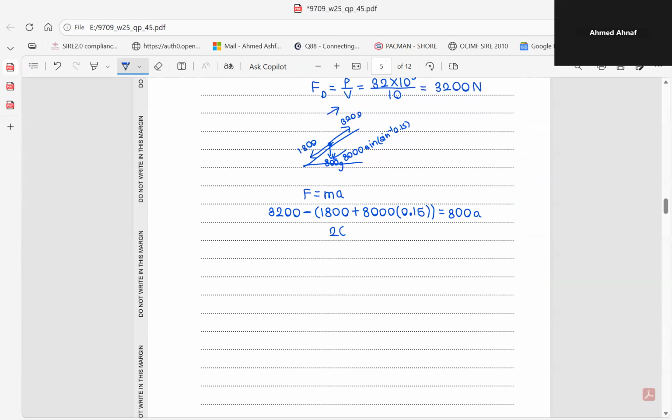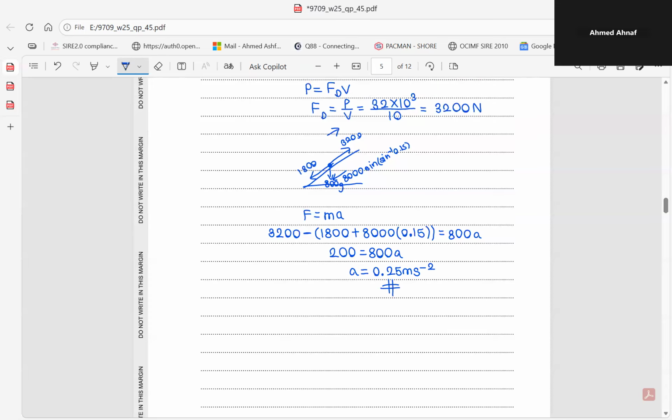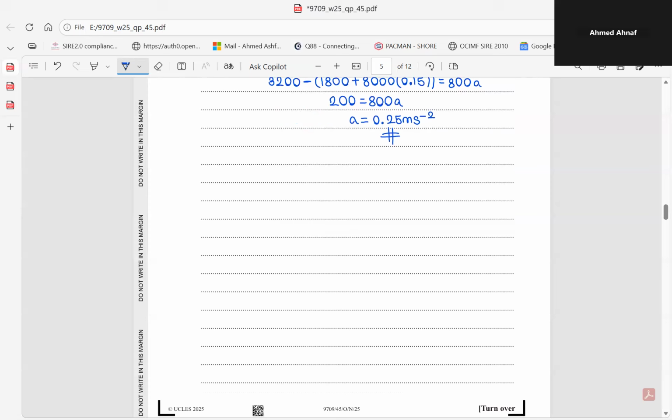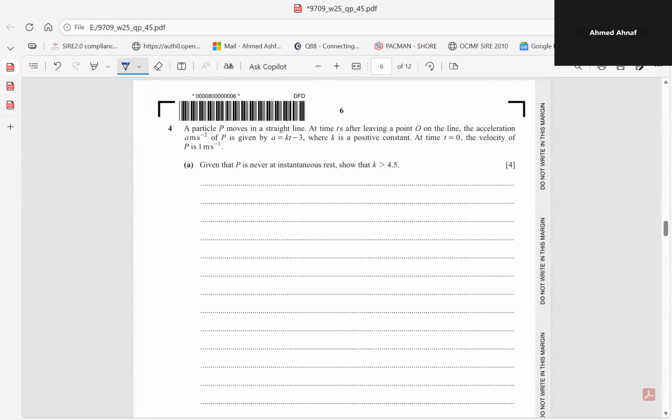It's going to be 200 equals to 800A. Then A is going to be 200 divided by 800, which is 0.25 meters per second squared. So this would be our final answer for this part as well as the entire question. Let's move on to the next question.